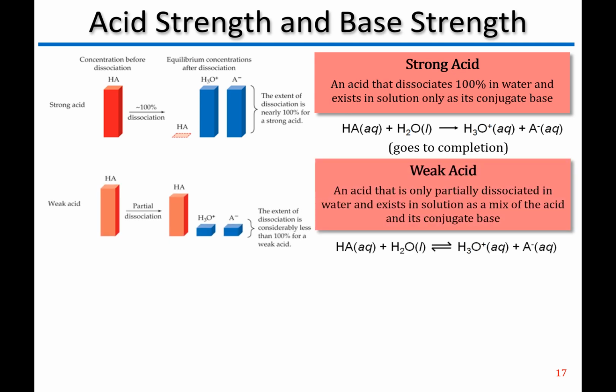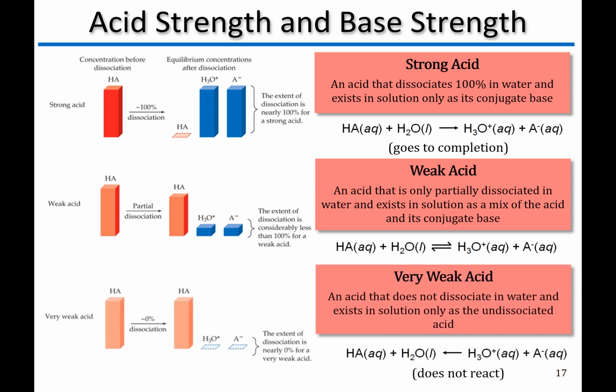A weak acid, however, is an acid that only partly dissociates in water and exists in solution as a mix of the acid and its conjugate base. So here we have HA plus H2O in equilibrium with H3O plus and A minus. If the red again represents HA, when it dissociates in water, we end up with some HA left, some H3O plus, and some A minus. The ratio of these will depend on how strong or how weak of an acid we have. If it's a stronger weak acid, quote unquote, then we'll have more H3O plus and A minus. If it's a weaker weak acid, we'll have more HA.